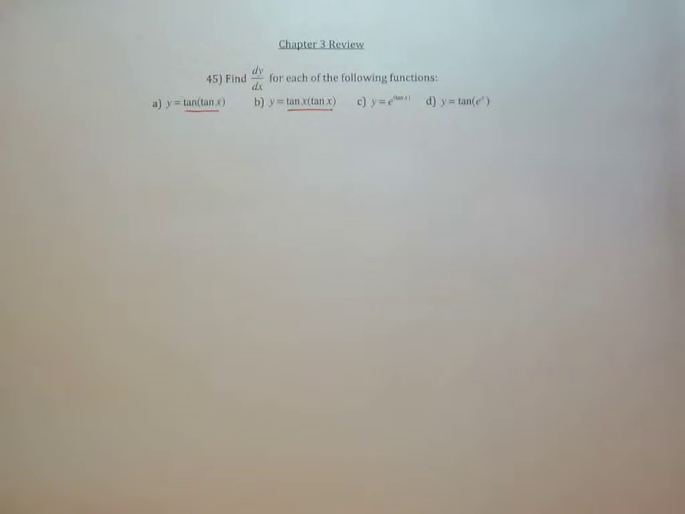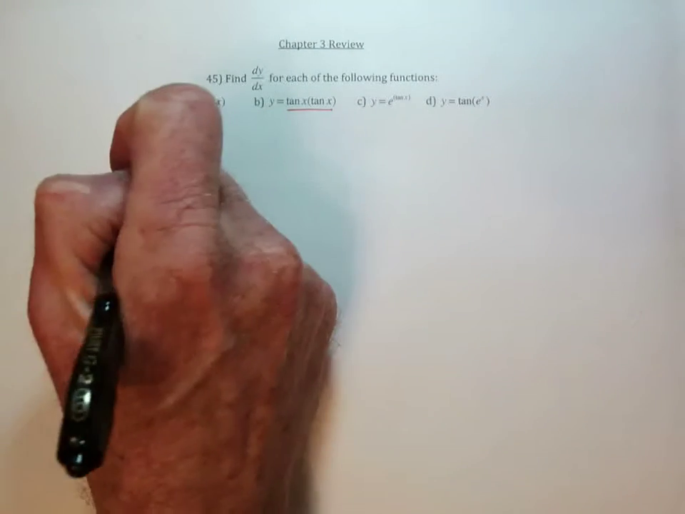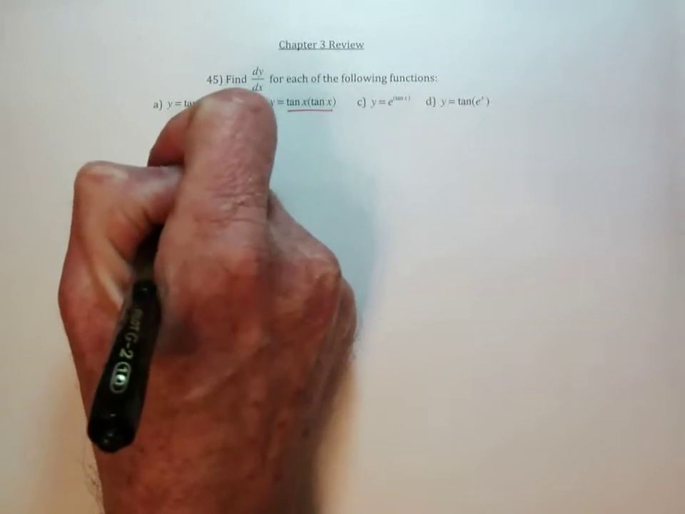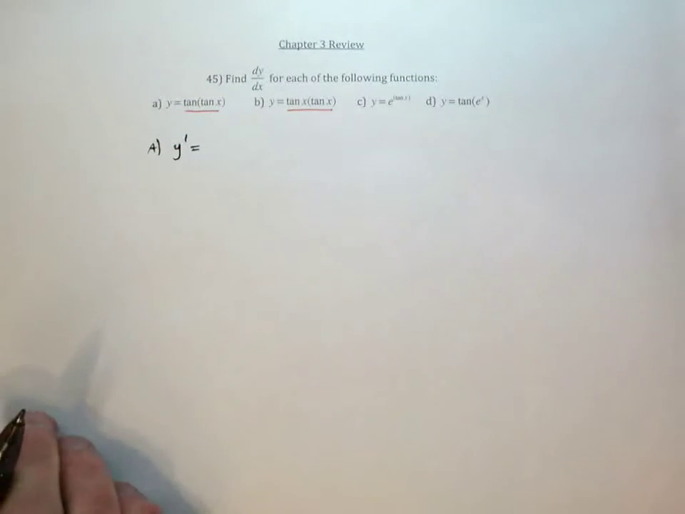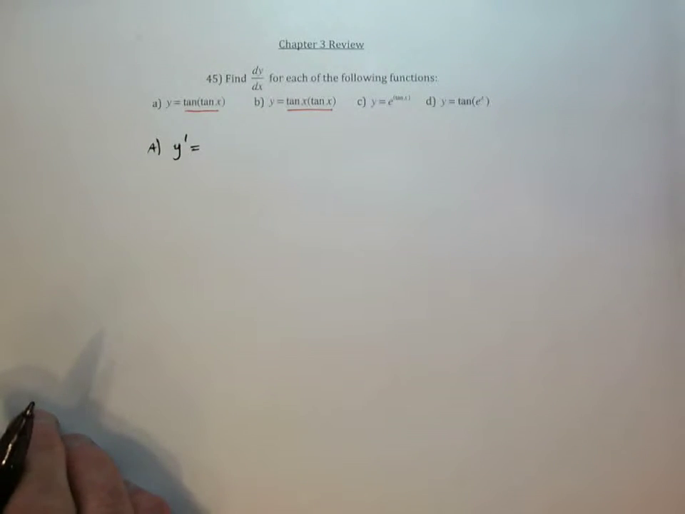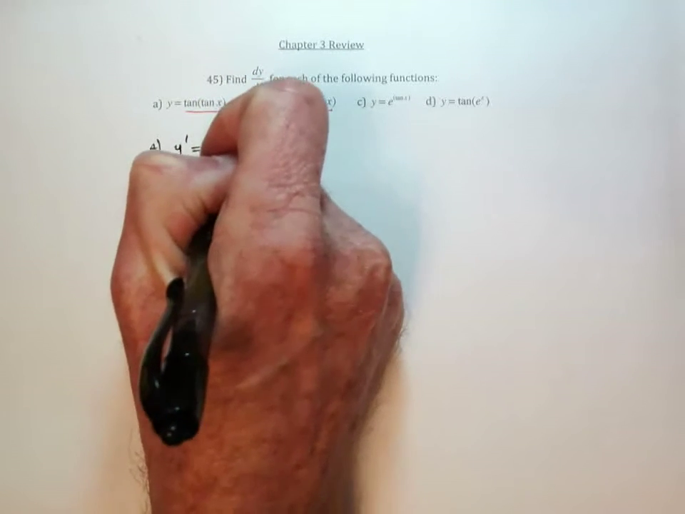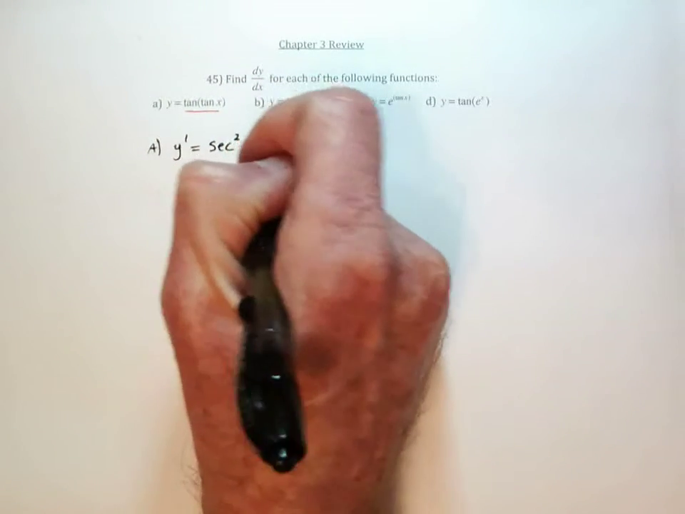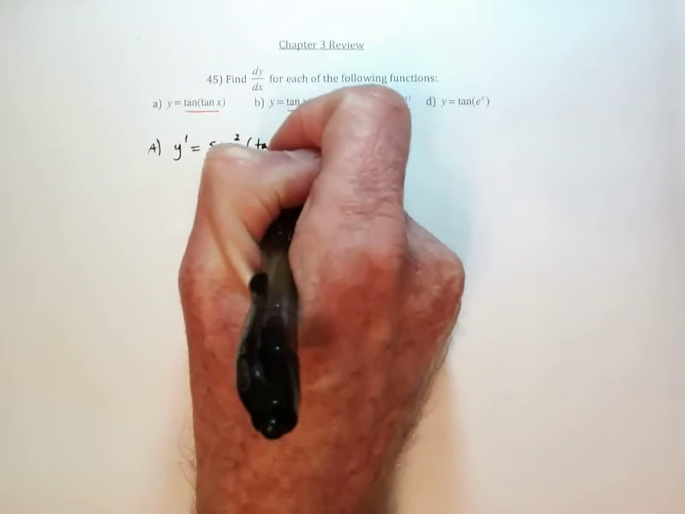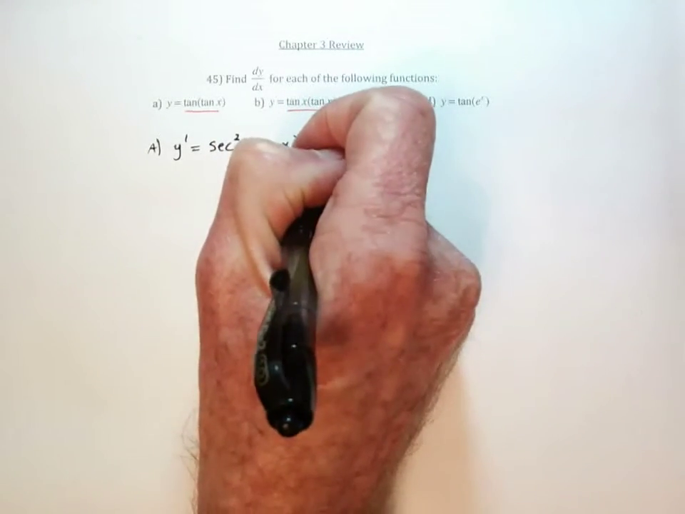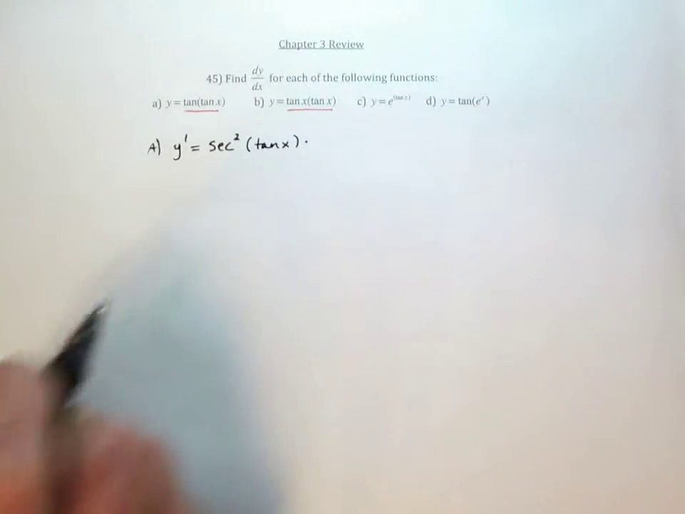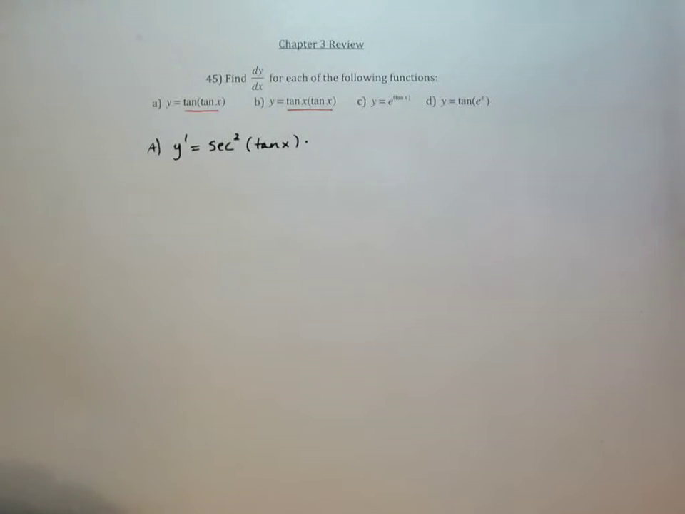So for this first one in part A, the derivative would be, so the derivative of tangent is secant squared, so it's going to be secant squared, and then inside the parentheses tangent stays there. You can only do one derivative at a time. And then use the chain rule.